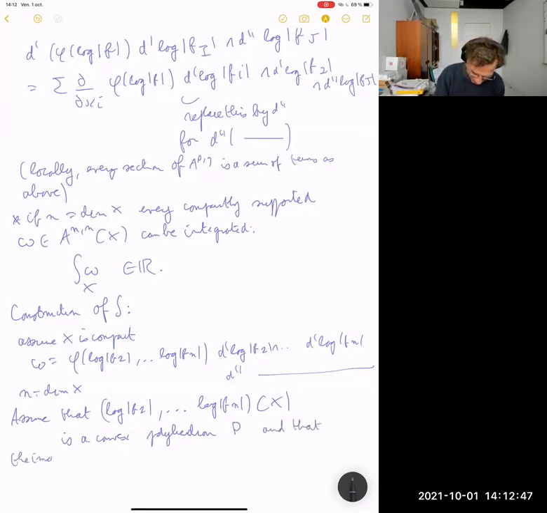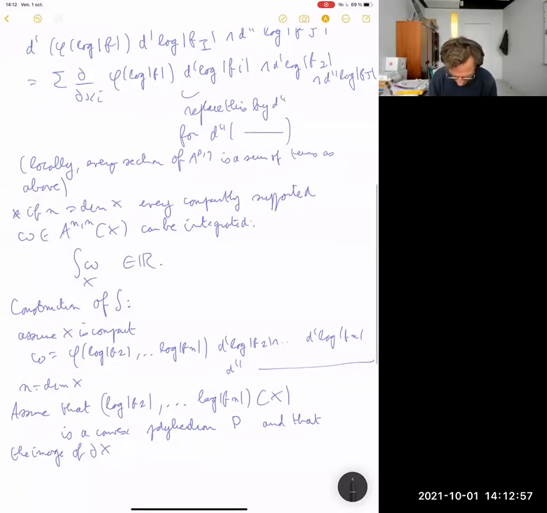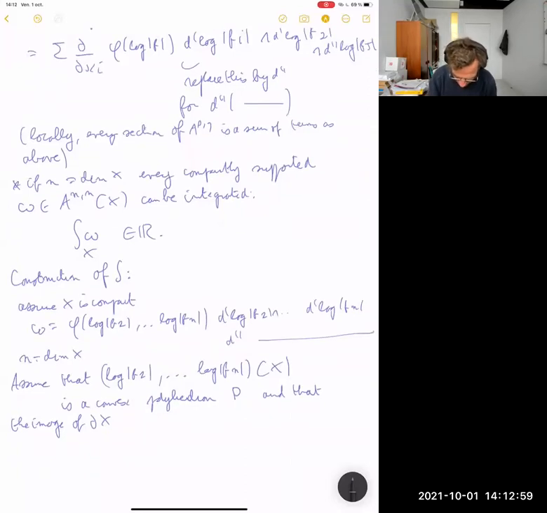the image of the boundary of X. There is a notion of boundary of a Berkovich space. It's not purely topological, it involves the sheaf of functions and so on, but there is a notion of boundary of a Berkovich space, and you assume that the image of the boundary is contained in the boundary of this polyhedron. So the image is a big cell in some sense, and the image of the boundary is contained in the boundary of the cell.